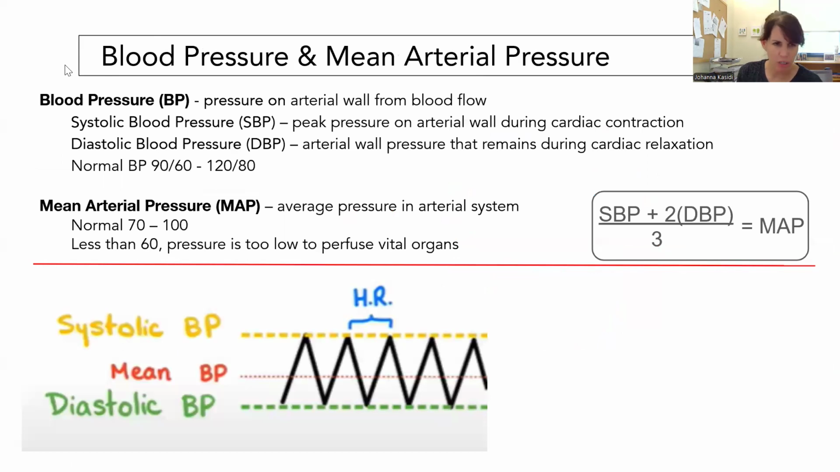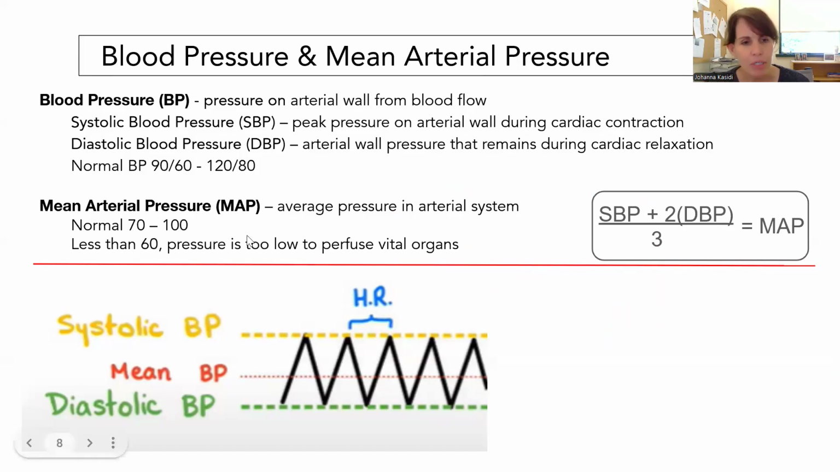Okay, so blood pressure. Normal blood pressure is between 90/60 and 120/80. 90/60 is a normal blood pressure. The other thing that we look at is the diastolic blood pressure, which is the lowest, what's left when you're not contracting, and the systolic, which is the most pressure when your heart's contracting. That's the most pressure that it's putting.